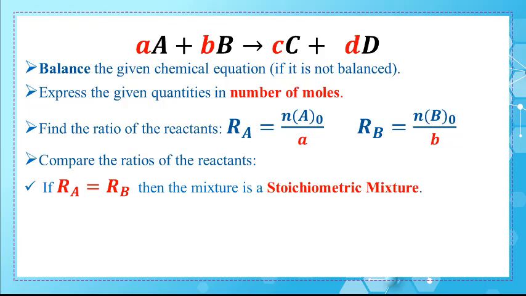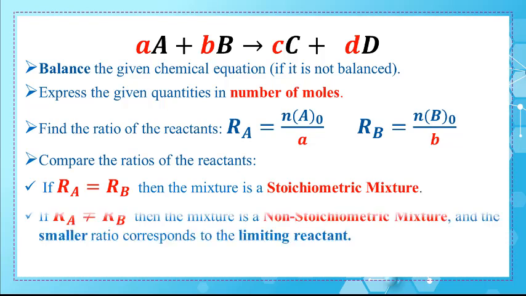If the ratios are equal, then the mixture is a stoichiometric mixture. However, if the ratios are not equal, then the mixture is a non-stoichiometric mixture, and the smaller ratio corresponds to the limiting reactant.